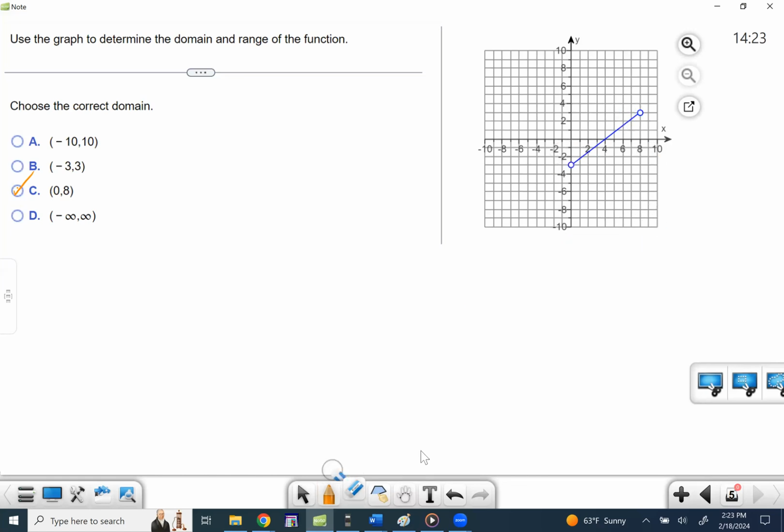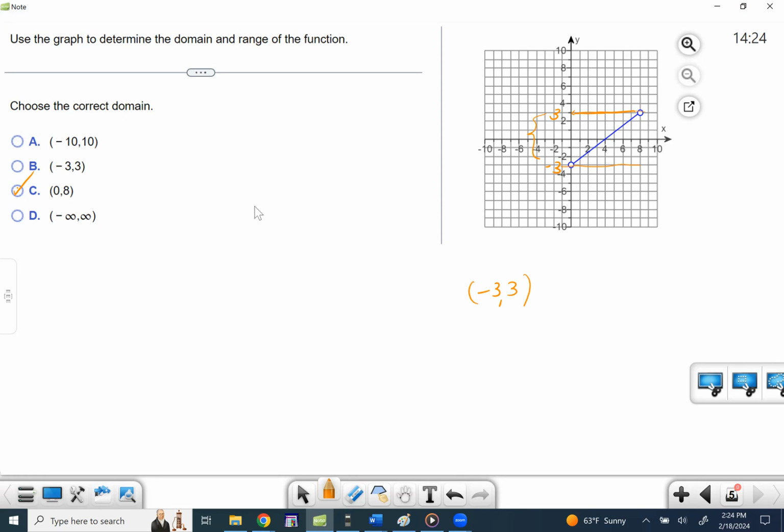Okay, so the range is the y values. If we trace this point to the y-axis, it looks like it goes through 3. And this point's already on the y-axis at -3. So the entire graph is sandwiched in between 3 and -3. Now remember, you always have to go smallest to biggest. So don't put 3 comma -3. Put -3 comma 3. Okay, and they will be parentheses.